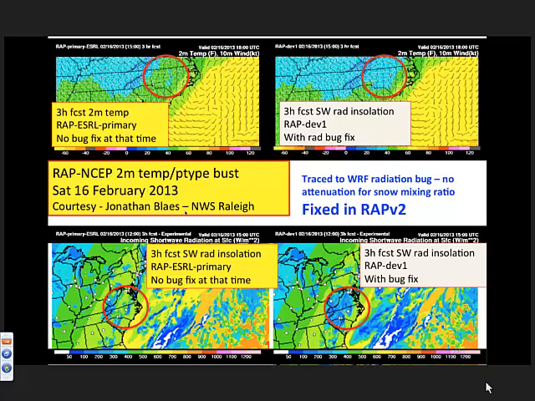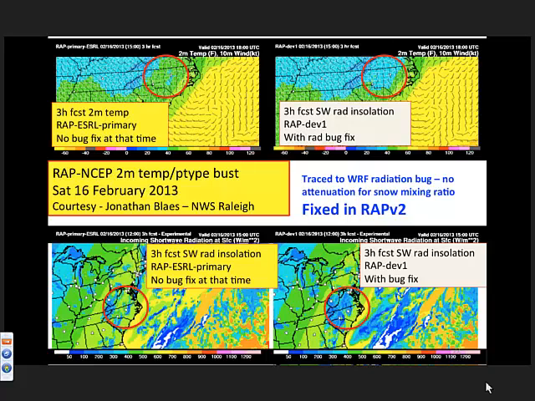And so it turned out that we were able to trace this to an error in the radiation. And this actually is looking in this lower part here of the radiation that was getting through. So much more attenuation in the RAP-V2 in which this snow attenuation was fixed here. So it's a simple thing, but I've got some more examples that are coming up here.